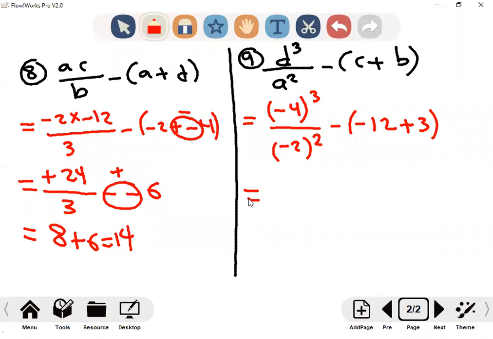Multiply negative 4 by itself how many times? 3 times. So it will be negative... Negative 2 to the power 2 means negative 2 times negative 2, 2 times. How much? Positive 4.